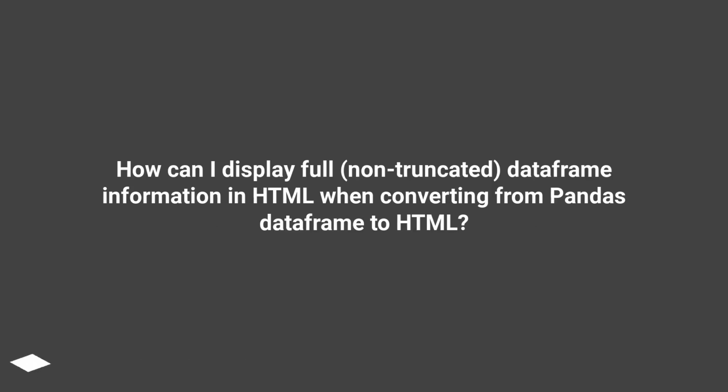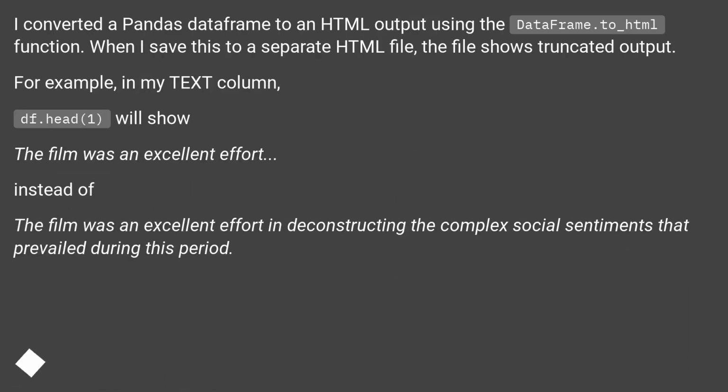How can I display full, non-truncated dataframe information in HTML when converting from a Pandas dataframe to HTML? I converted a Pandas dataframe to an HTML output using the dataframe.to_html function. When I save this to a separate HTML file, the file shows truncated output. For example, in my text column, df.head() will show, "The film was an excellent effort," instead of, "The film was an excellent effort in deconstructing the complex social sentiments that prevailed during this period."